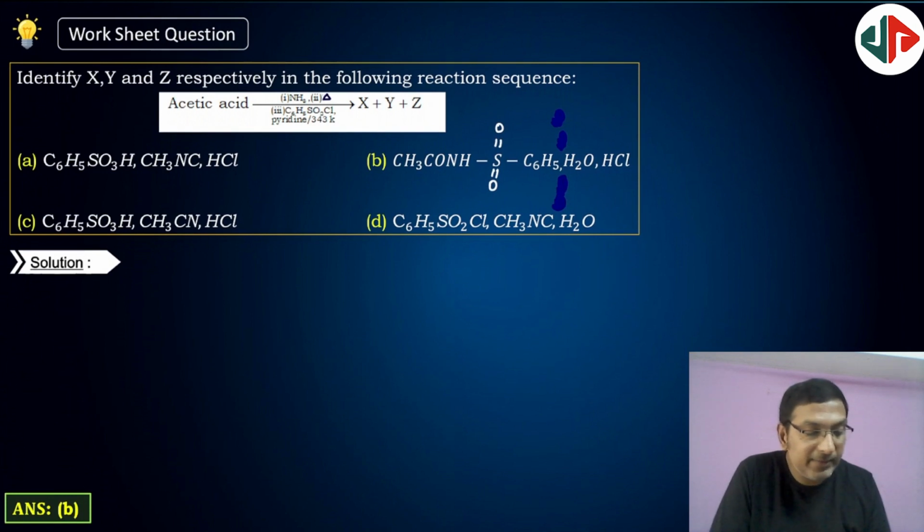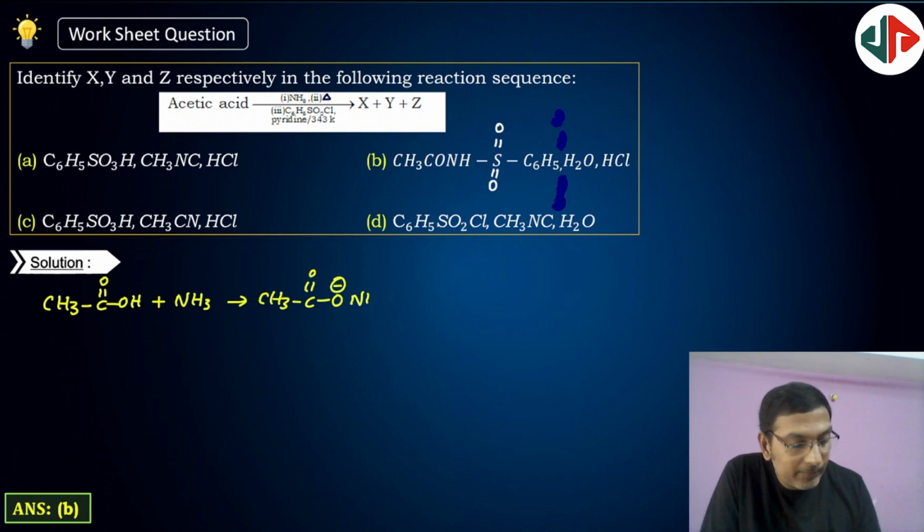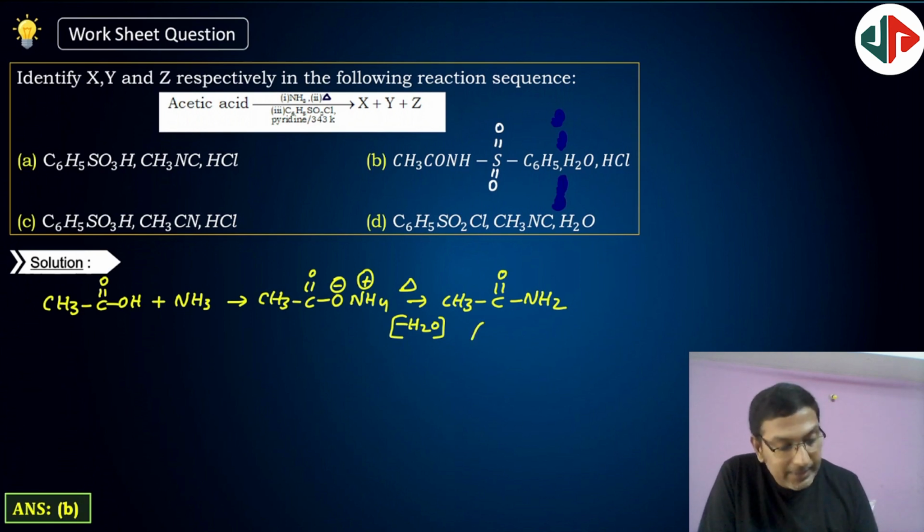Next. So identify X, Y, Z in the following sequence. So first acetic acid is given, CH3COOH. First it reacts with NH3, which is a base, to form salt, CH3COO minus NH4 plus, ammonium acetate. Which on heating gives CH3CONH2 with release of H2O. H2O will be removed. So this is acetamide.